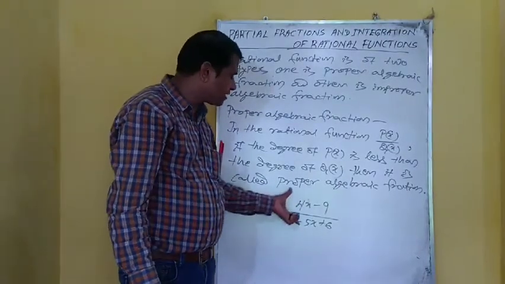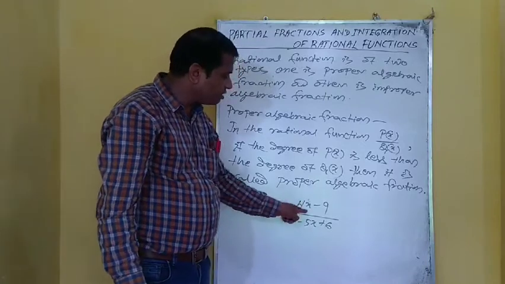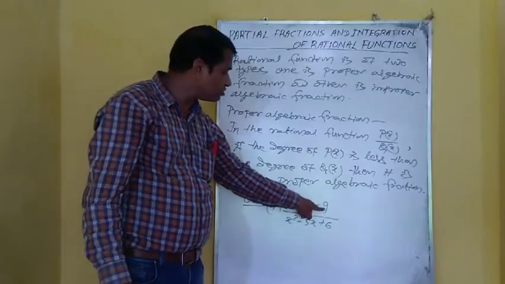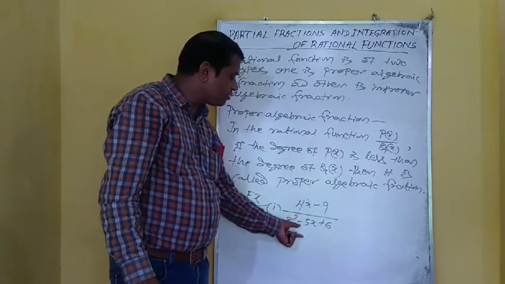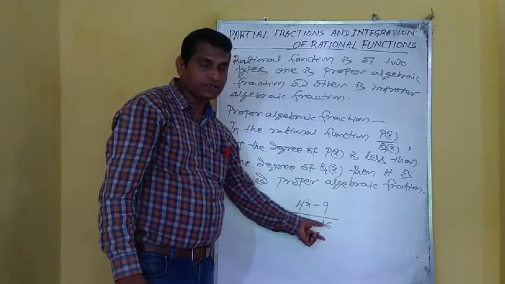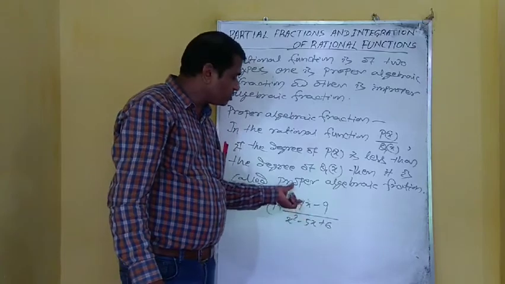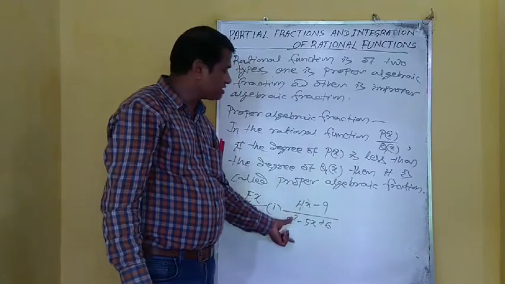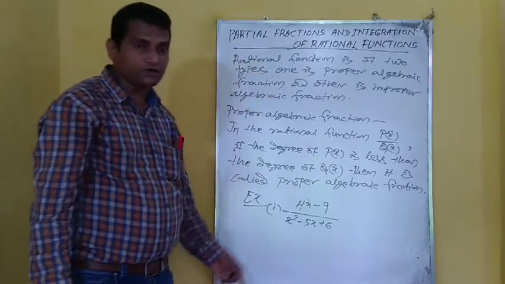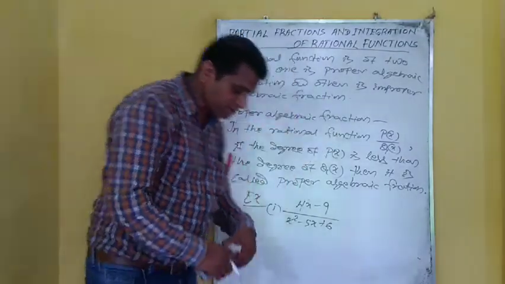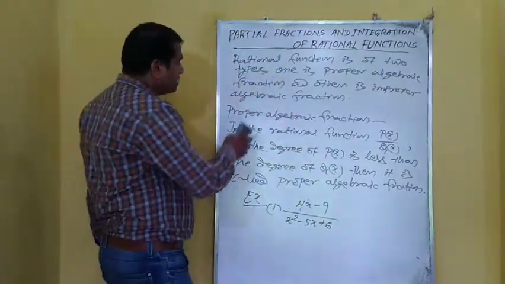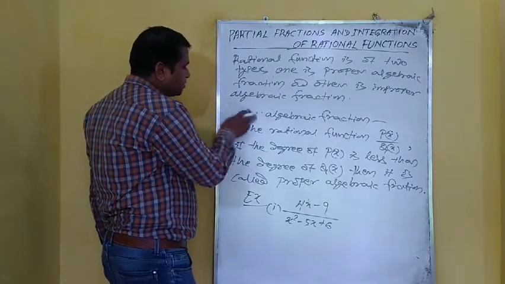Proper algebraic fraction, because the degree of 4x minus 9 is 1 and the degree of x square minus 5x plus 6 is 2. That is, the degree of the numerator is less than the degree of the denominator. So it is called a proper algebraic fraction. Next, we write an improper algebraic fraction.